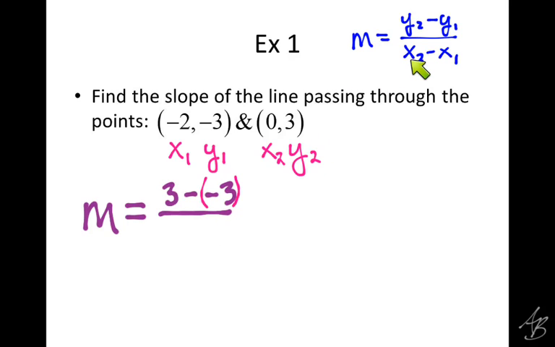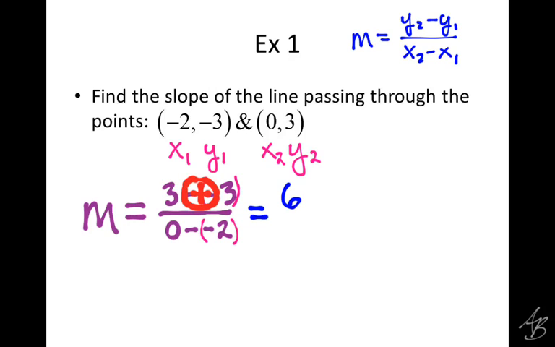On the bottom, we're going to have x2 minus x1. So what's x2? What's going to go first down at the bottom? 0. And then x1? Negative 2. So again, we're subtracting a negative. We're kind of starting with a tricky one here, aren't we? Now, Carl already told us when we subtract a negative, that's the same thing as adding, right? So what I like to do here is circle those 2 negatives and make it a plus. So what we really have on top is 3 plus 3, which is 6. So on top we get 6.